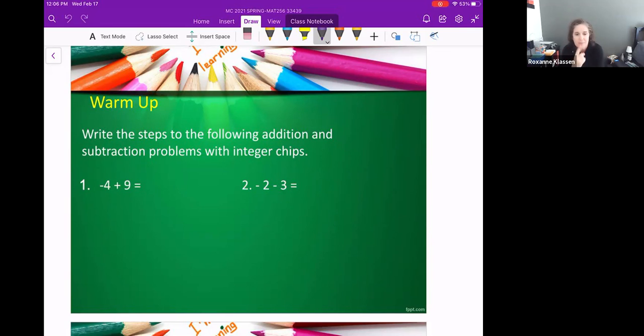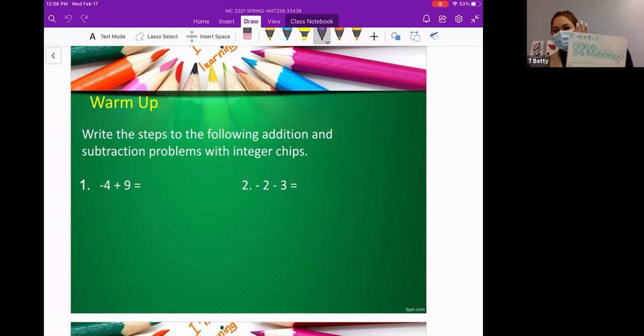Who can help Betty out? Let's talk the steps. So step 1 is what? Drawing out the 4 negative chips, which would be my red chips. So step 1 is model both addends. Yes? Model both addends. What's step 2? Why can't I think of the term now? Can someone help me? Somebody help her out. What's step 2?